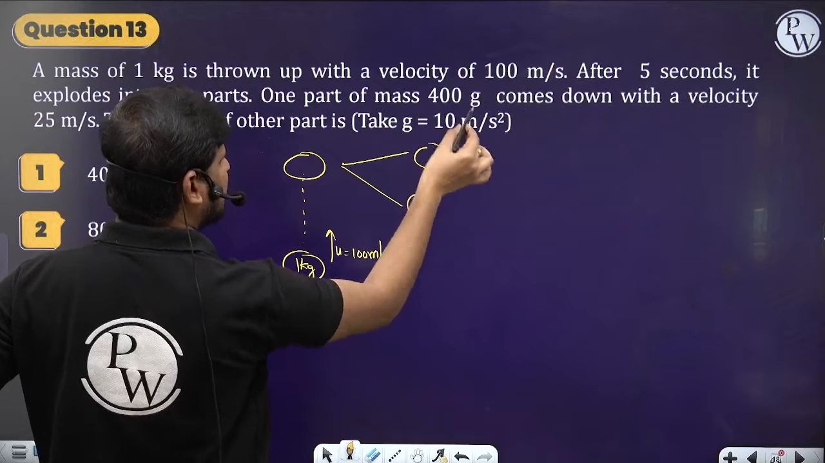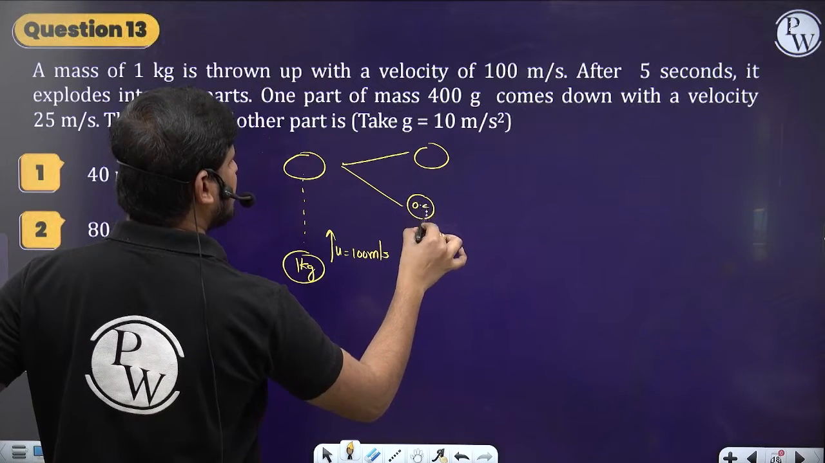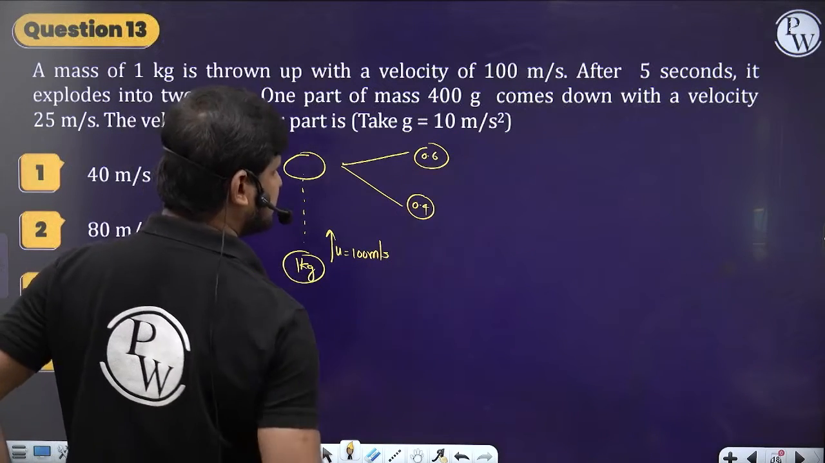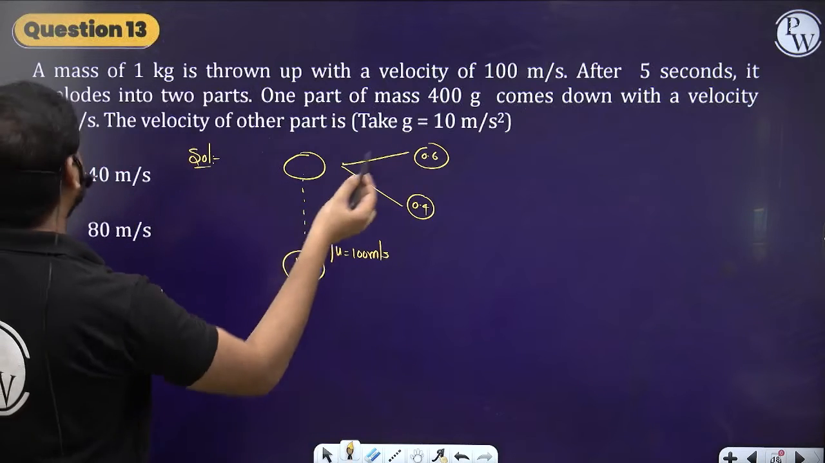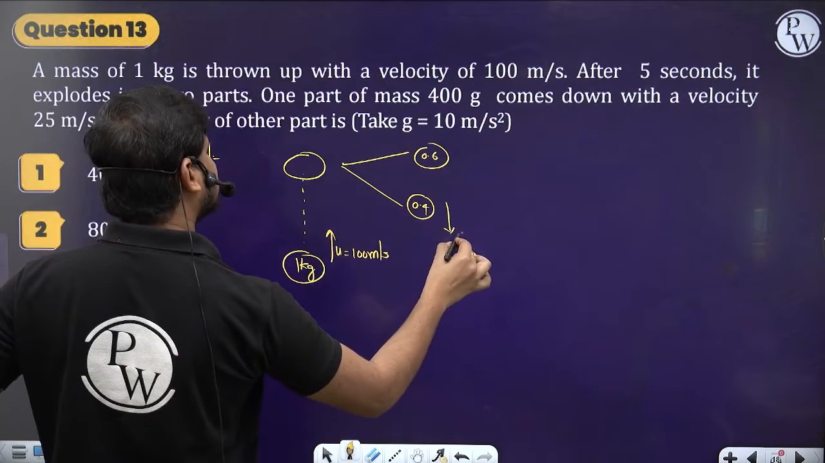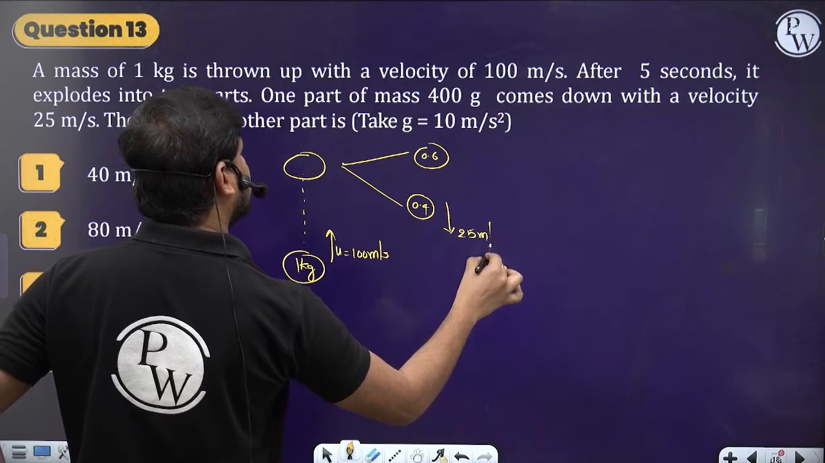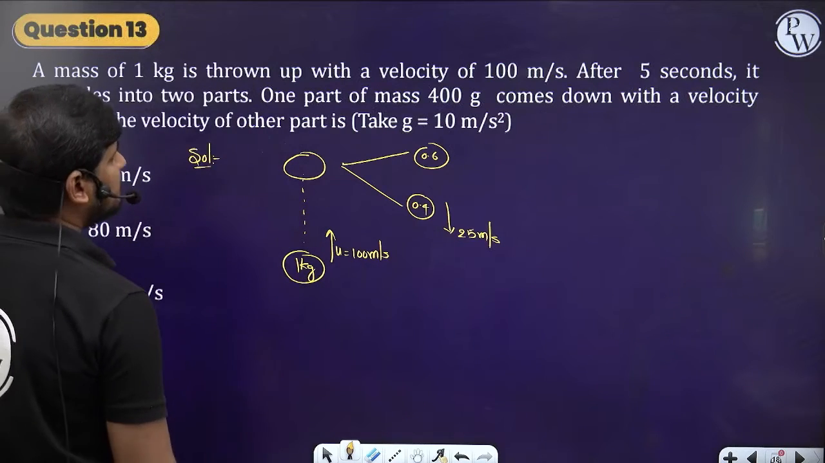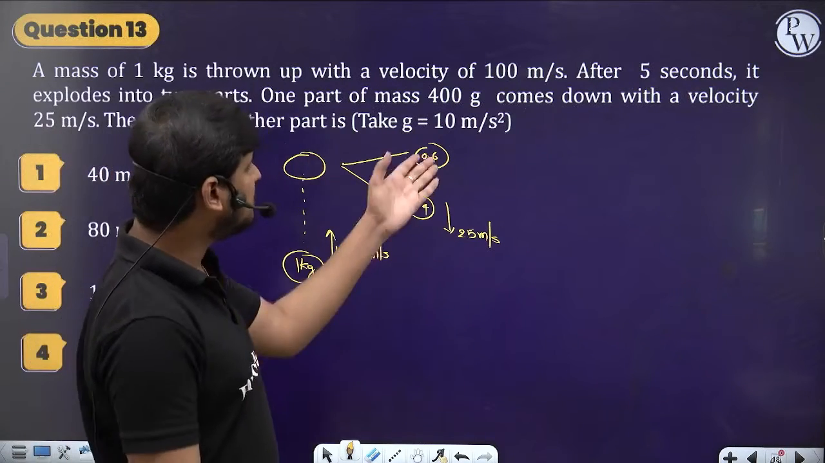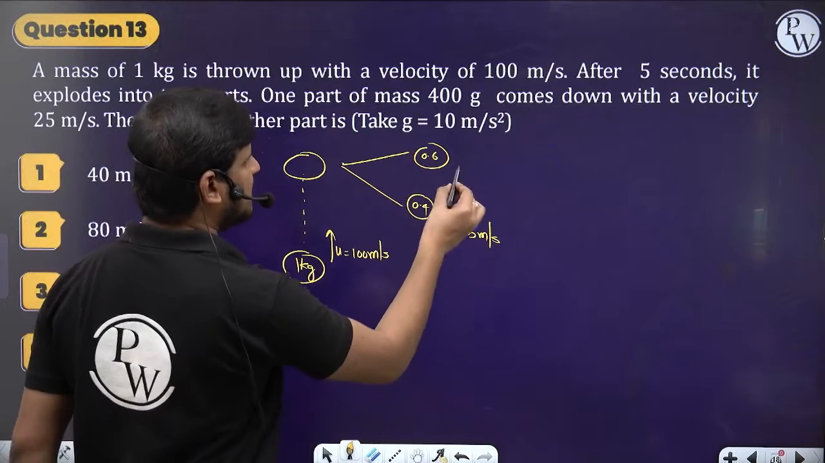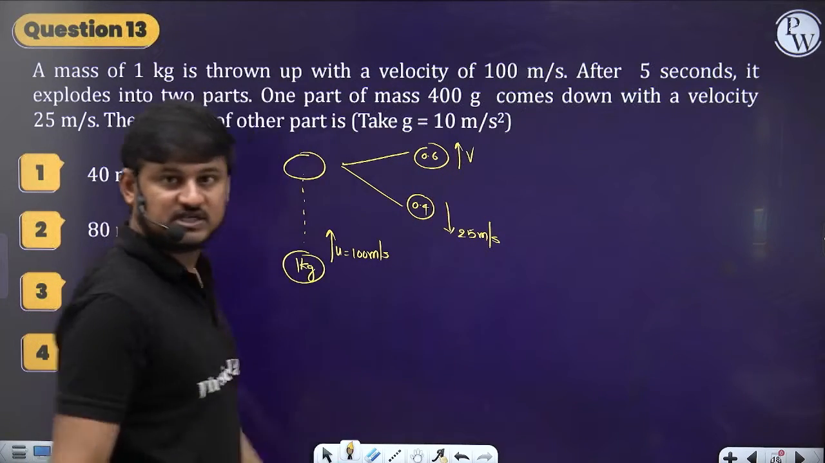This is of the mass 400 grams, which means 0.4 kg, and the other mass should be 0.6 kg. So the 0.4 kg mass comes down with a velocity of 25 meter per second. Then what should be the velocity of the other part? So this part will move with how much velocity? That's what they are asking.